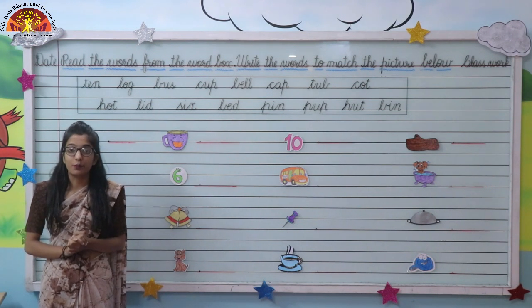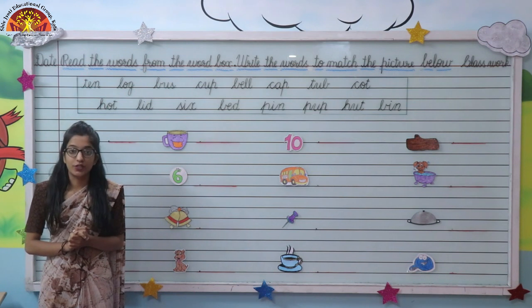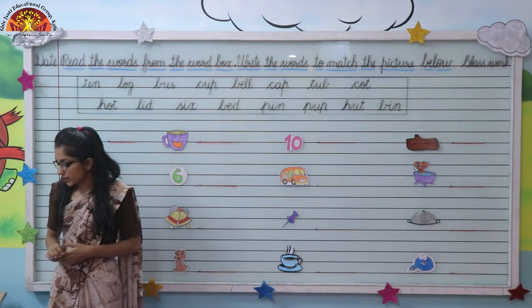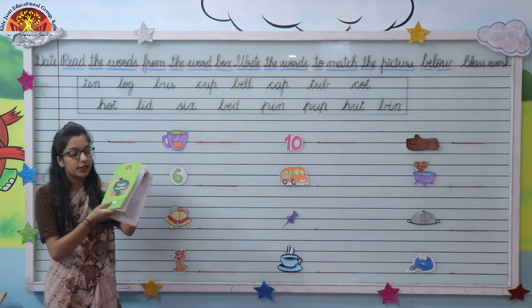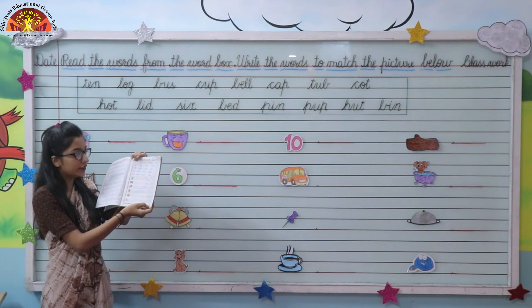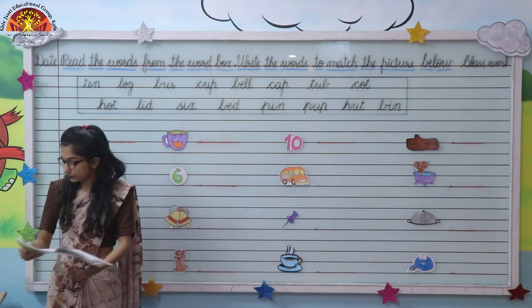So kids, in the previous class we have already learnt about sounds A, E, I, O and U. So today we will do one exercise related to the same topic. Everyone take out your English workbook. Open page number 7, mention the date and classwork at the top.